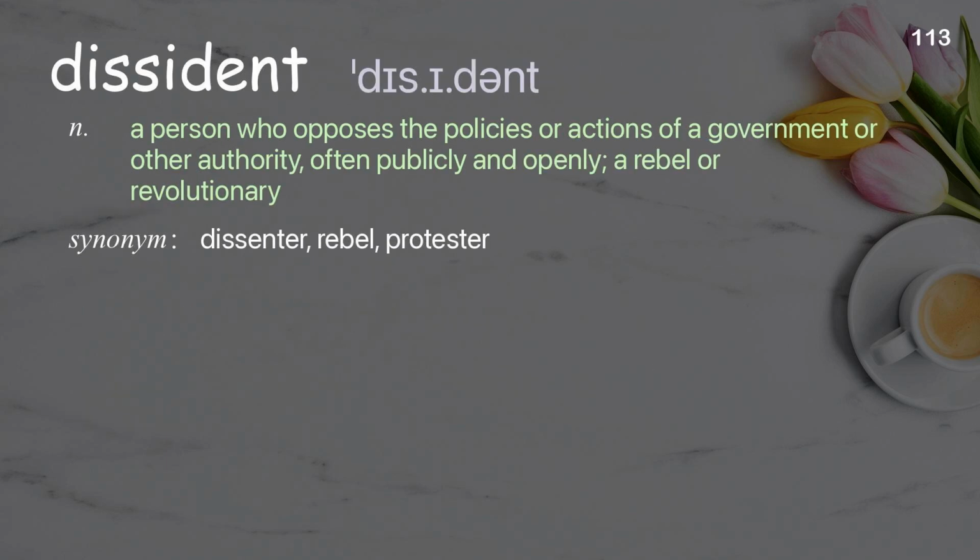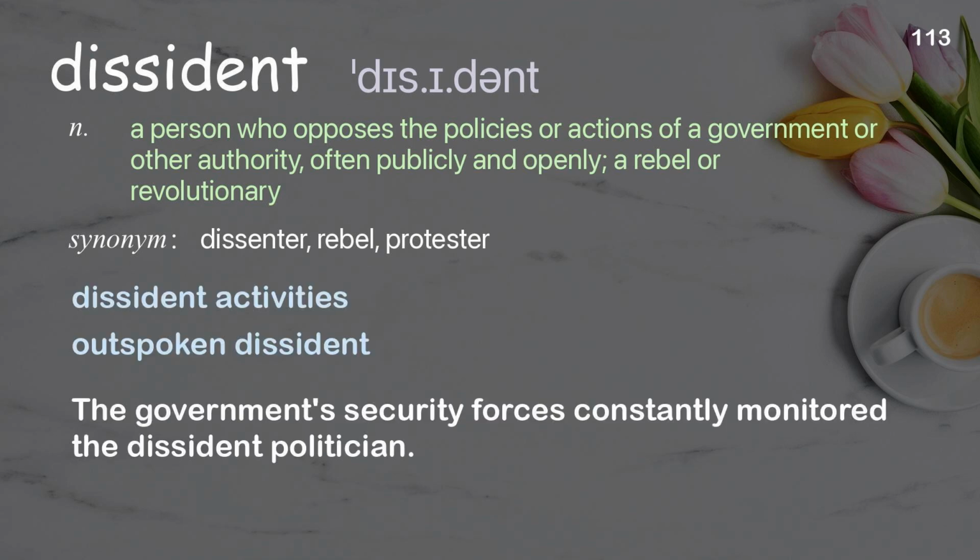Dissident. A person who opposes the policies or actions of a government or other authority, often publicly and openly, a rebel or revolutionary. Examples: Dissident activities. Outspoken dissident. The government's security forces constantly monitored the dissident politician.